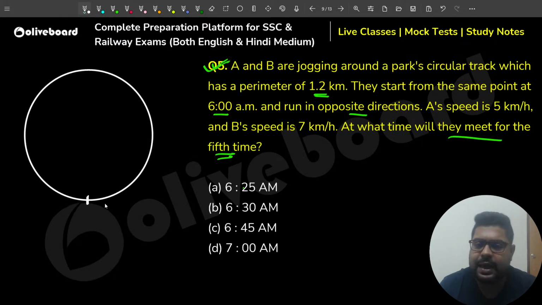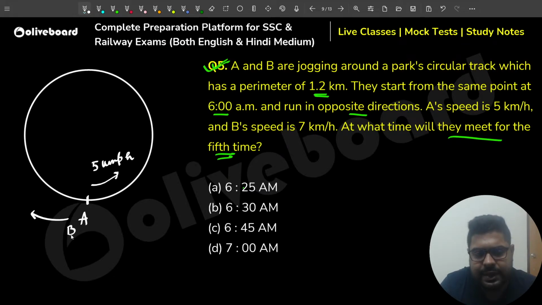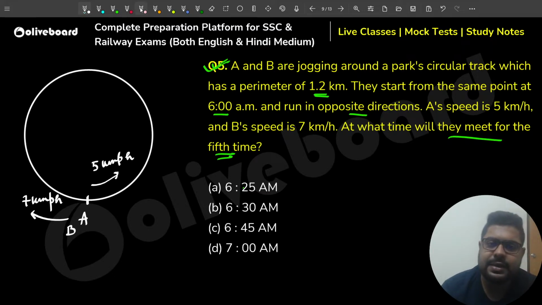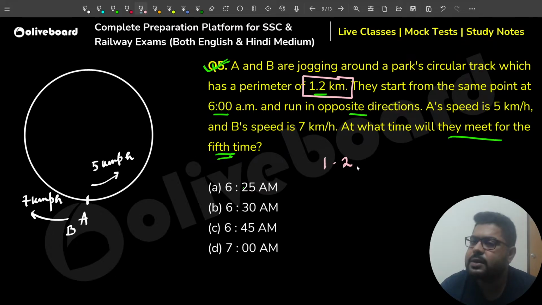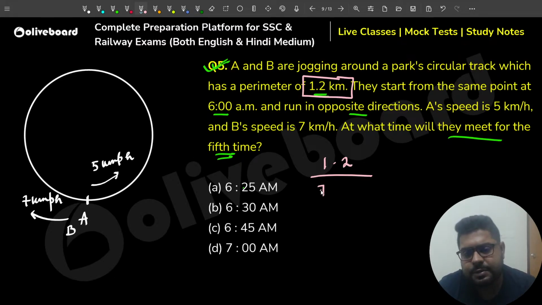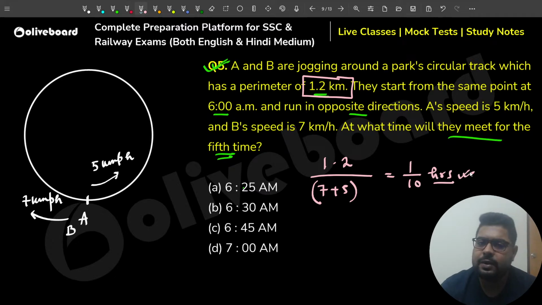So again, A and B are jogging on a circular track of 1.2 in opposite directions. Let's say A is moving in this direction at 5 kilometers per hour, and B in that direction at 7 kilometers per hour. The total is 1.2. For opposite directions, their relative speed will be the sum. So 1.2 means 1 by 10 hours they will take for the first meeting.